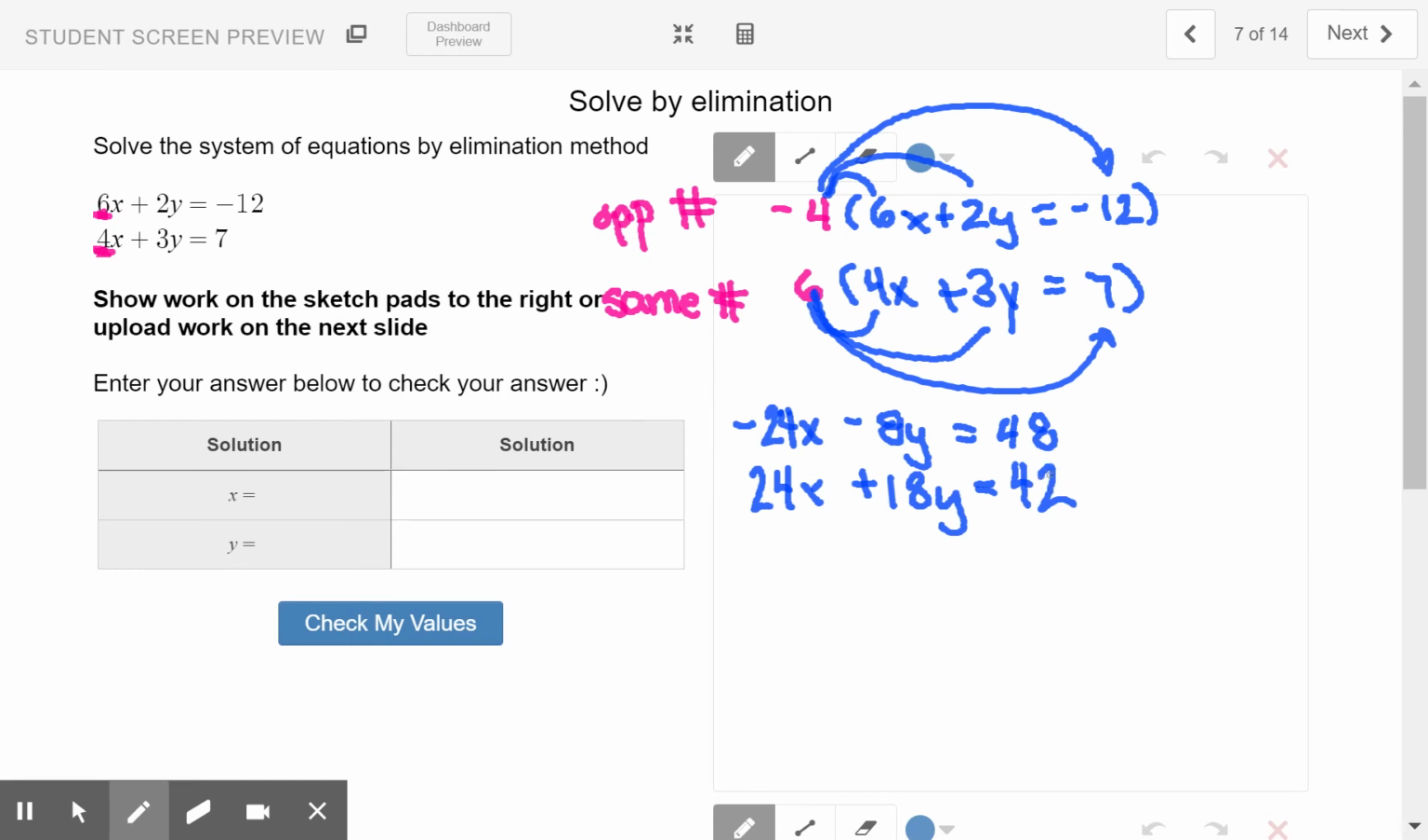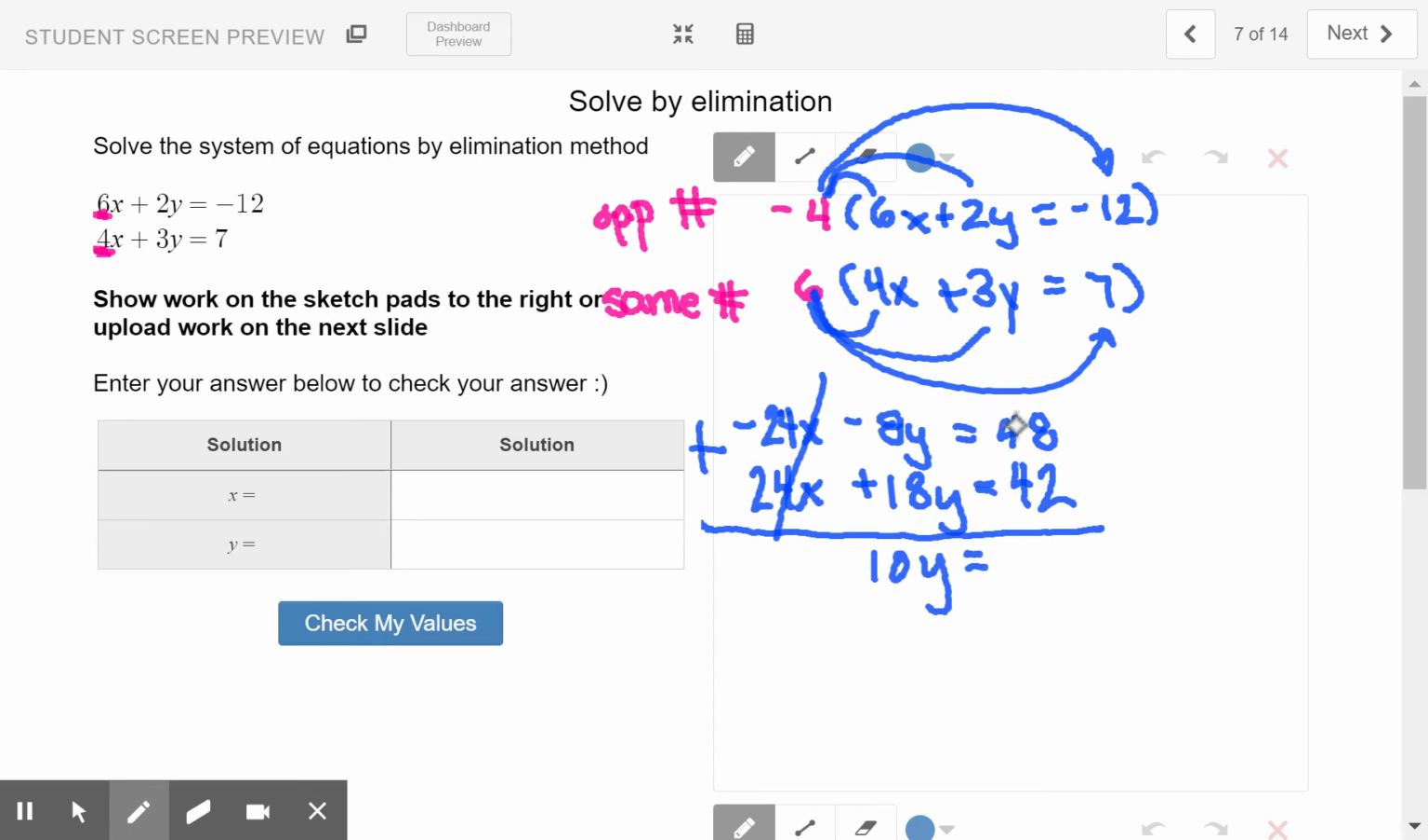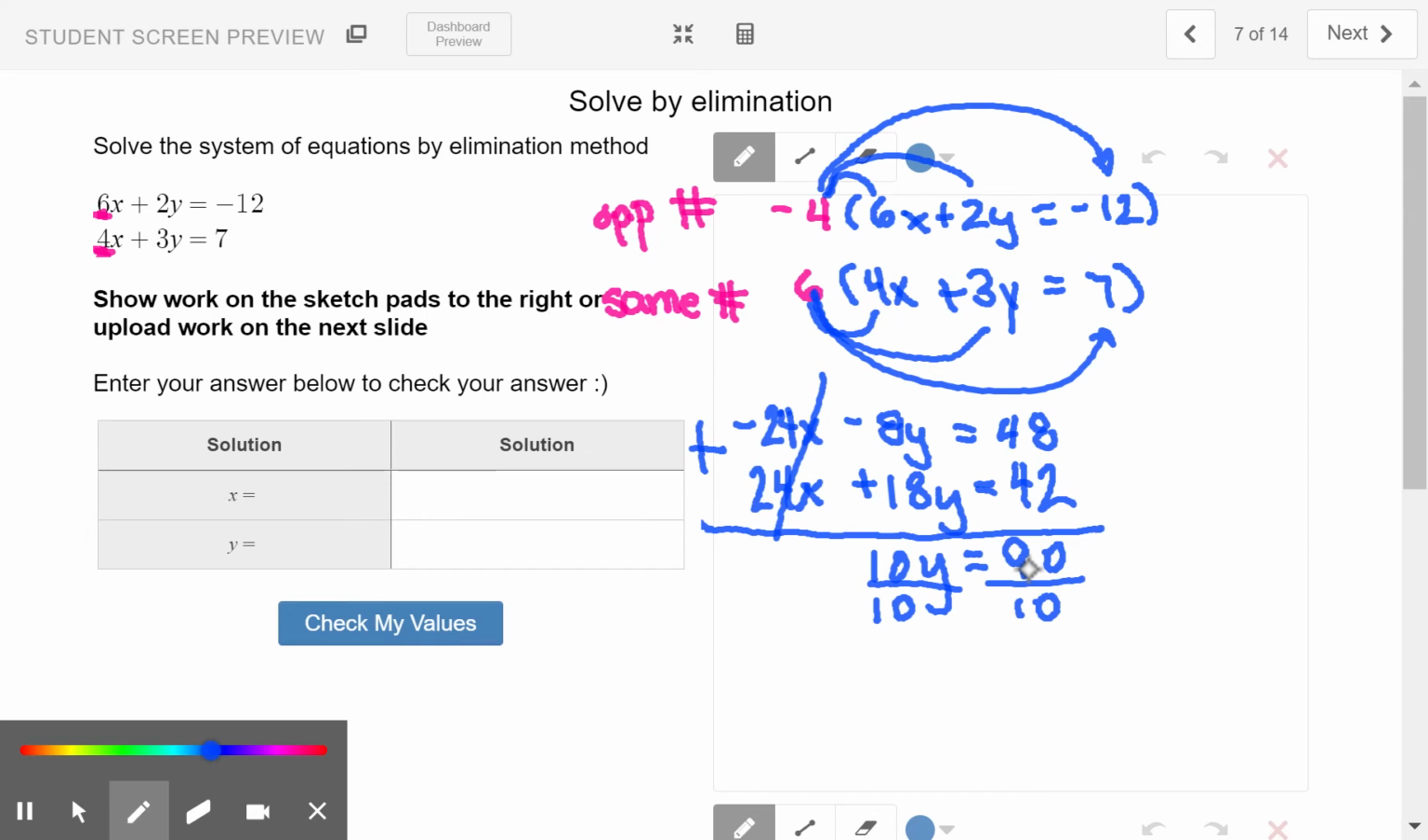Now the third step of that flow map says that we have to add these two equations together. So that's our goal here. So notice negative 24x plus 24x eliminates. That's why we call it the elimination method. Then we have negative 8y plus 18y, which is 10y. And then 48 plus 42 gets us 90. Now we have a one step. Divide by 10, and we're left with y equals 9.